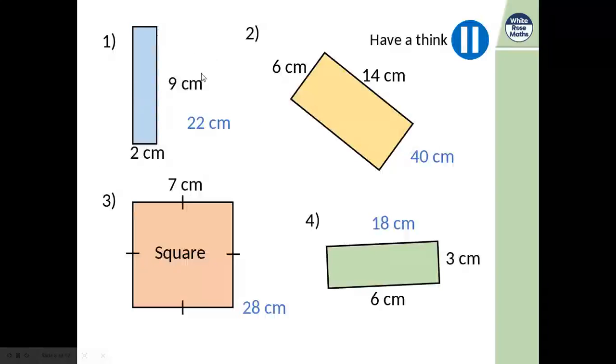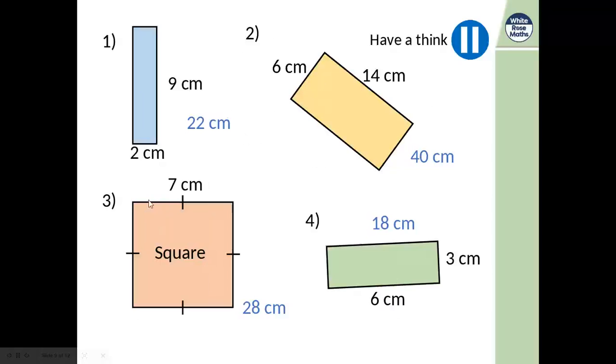So for example, I could say my length is 9, my width is 2. If I add them up, I'm going to have 11. But I need to multiply that by 2 because I've got another length here and another width here. This is going to give me 22 centimeters. You could try this method on these questions here as well.